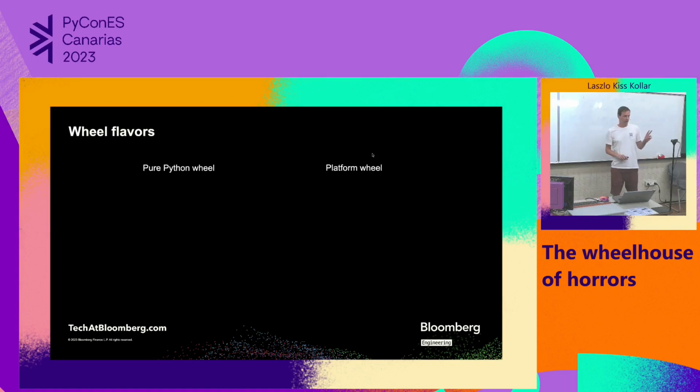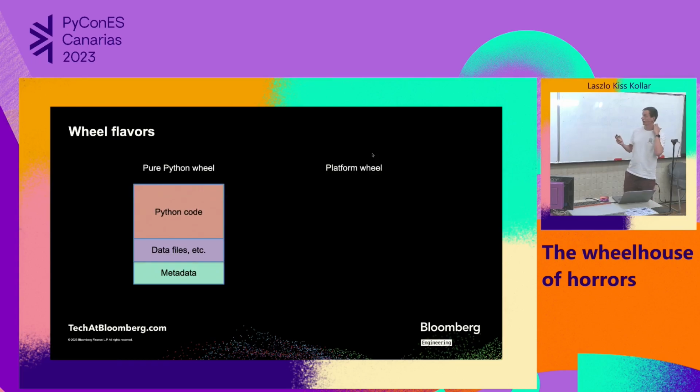There are two flavors of wheels. One is pure Python wheels, and the other is platform wheels. The difference can be easily demonstrated by the contents. For the pure Python wheels, we have generally three different things in the wheel. We have Python files, obviously, and we have some data files optionally, data, configuration, pictures. These can also be packaged into the wheel. And then we'll have some metadata. The metadata describes what is inside the wheel, some properties of the wheel contents, which helps the package installer and other tools understand what's actually in the wheel.